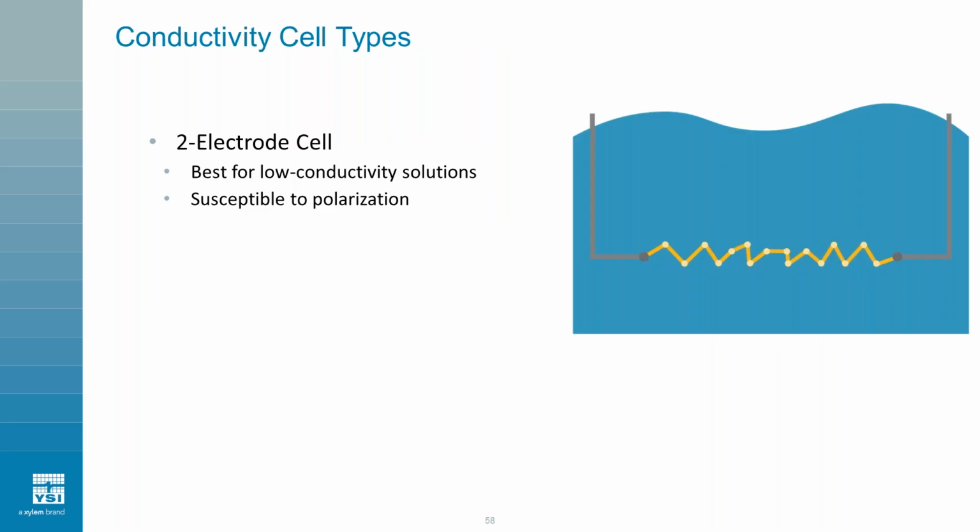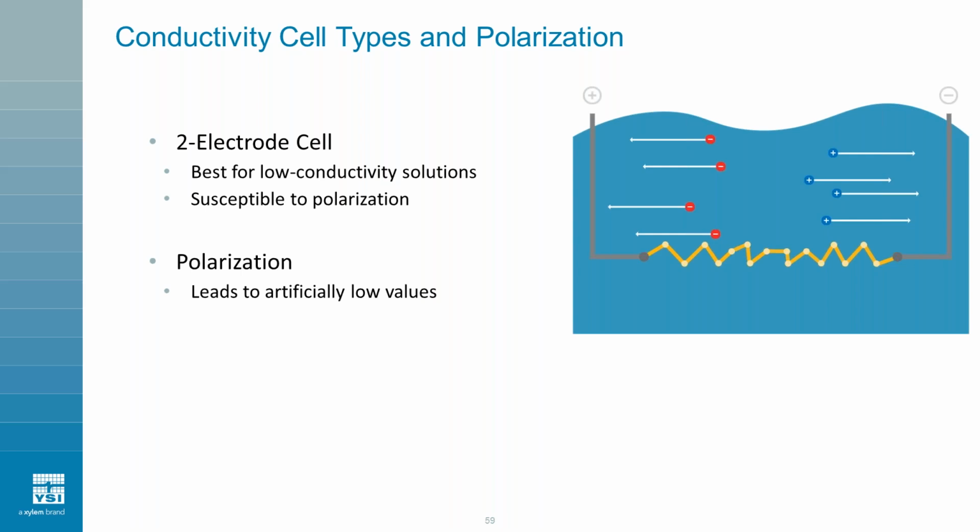The classical conductivity cell consists of two electrodes with a measured range which is typically restricted to lower conductivity levels. There are some limitations with this two-electrode design. An effect known as polarization can occur between the electrodes and the liquid, which leads to the display of artificially lower values. As current is applied, positive ions are attracted to the negative electrode, and negative ions are attracted to the positive electrode. This can affect the measured value.